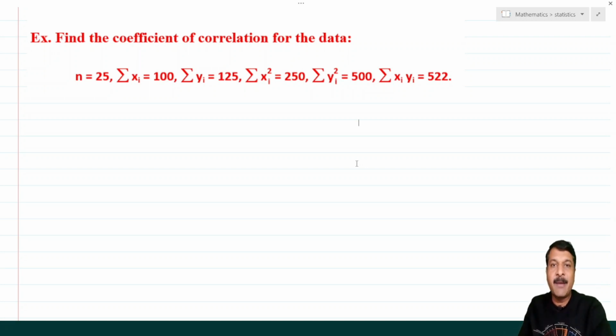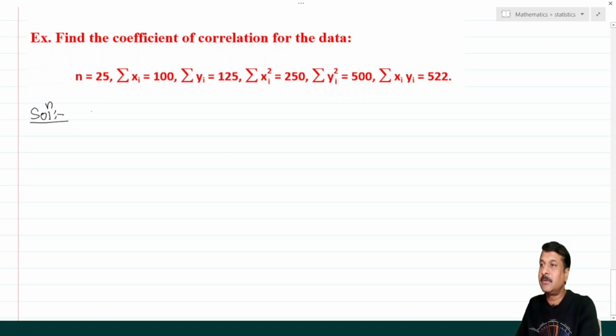So let's consider examples on the coefficient of correlation and regression lines. First example here: find the coefficient of correlation for the data n equal to 25, summation of xi equal to 100, summation of yi equal to 125, summation of xi square equal to 250, summation of yi square equal to 500, and summation of xi yi equal to 522. We should know all formulae related to the coefficient of correlation and regression line.